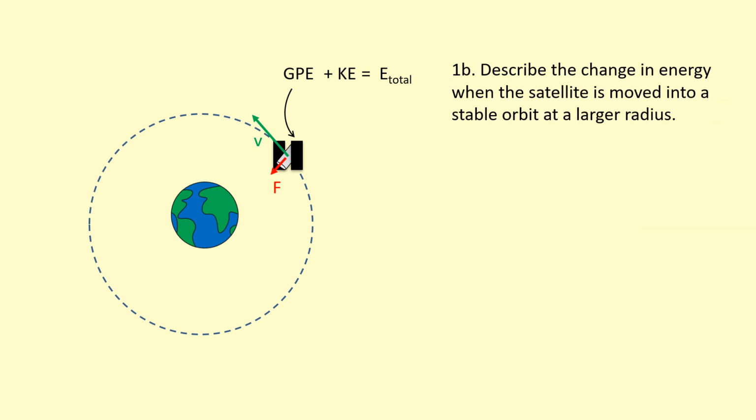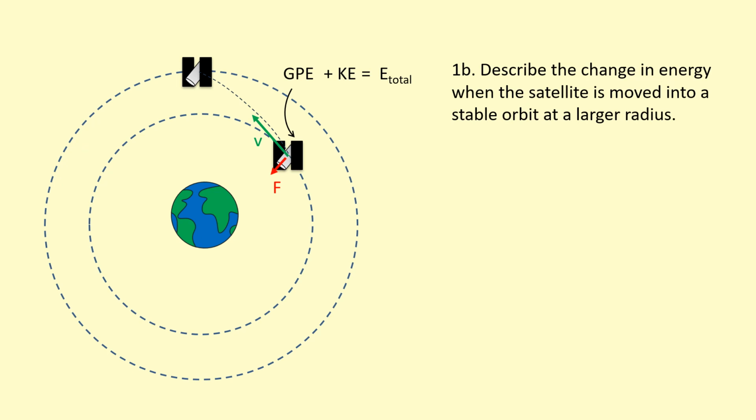In part B, I'm going to describe the change in energy when the satellite has moved into a stable orbit at a larger radius. So imagine moving into a larger radius like this. So it turns out it actually needs to be going slower to stay in orbit at this larger radius. So the kinetic energy actually decreases. But of course, its height has increased, so the gravitational potential energy has to increase. So we can show this.